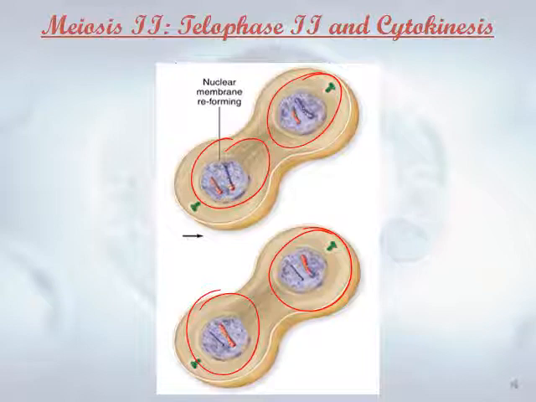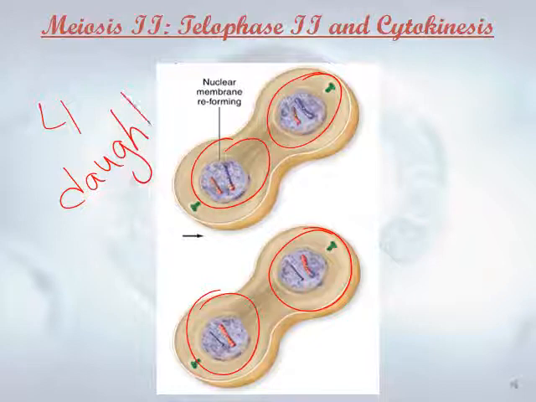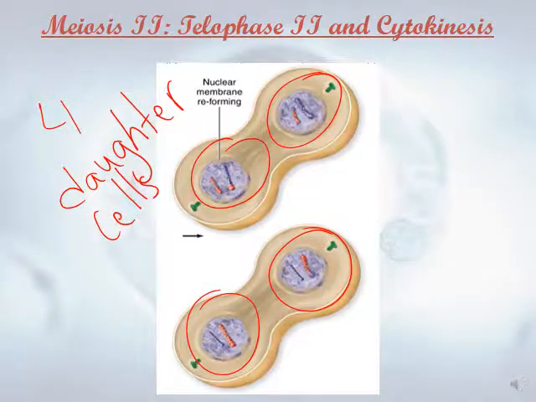The nuclear membrane starts to form around each side, the spindle fibers disintegrate, and the asters go back to the centrosome state. So the result here is 4 daughter cells, and this is an important difference between mitosis and meiosis. We have 4 daughter cells.